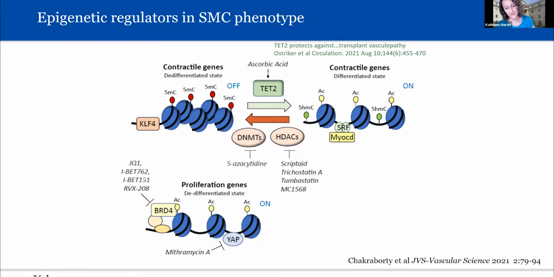Now, there's a third type of epigenetic regulator called bromodomain proteins. These are a newer class of epigenetic regulators, but these proteins are called readers because they recognize histone modifications, including acetylation, and help promote the transcriptional activation of genes. And the protein BRD4 has been shown to drive proliferation genes in smooth muscle cells. And various inhibitors of BRD4 have been shown to inhibit intimal hyperplasia. So these epigenetic mechanisms are exciting new areas that are druggable.